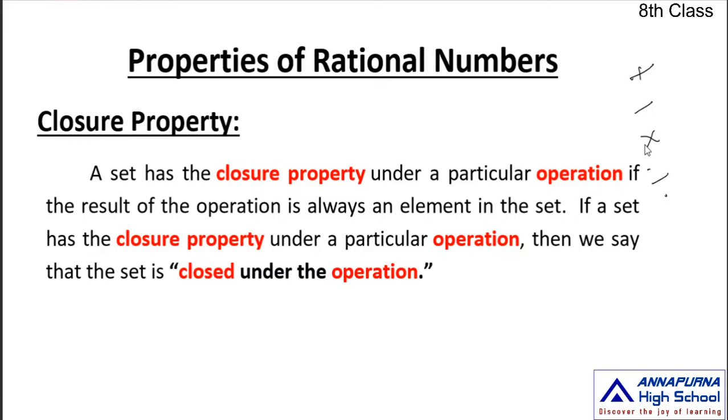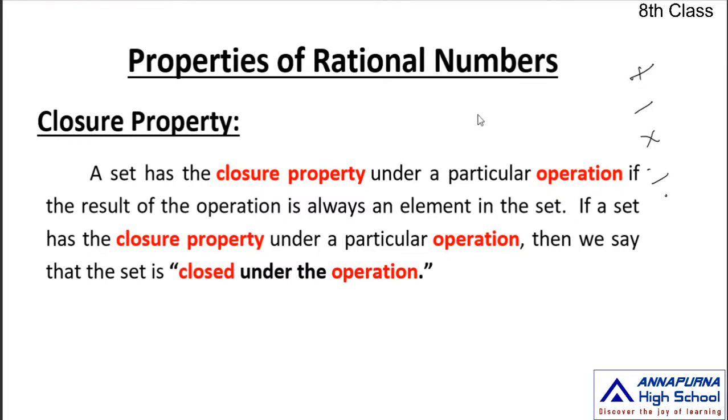But how to do the multiplication of rational numbers? Simply multiply the numerators and the denominators separately. And how to divide one rational number by another? By writing the reciprocal of the second rational number, you find the result. That means you are finding the quotient of that division. So these are the applications of the four fundamental operations between two rational numbers. Now we verify whether the collection of rational numbers satisfies the closure property or not.